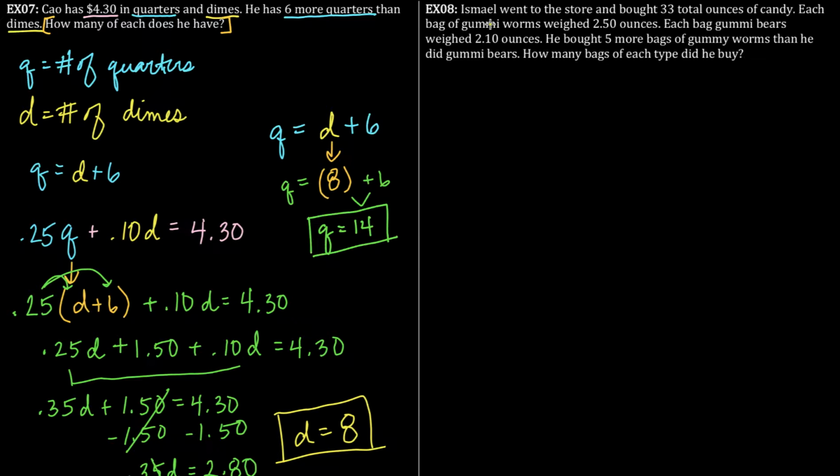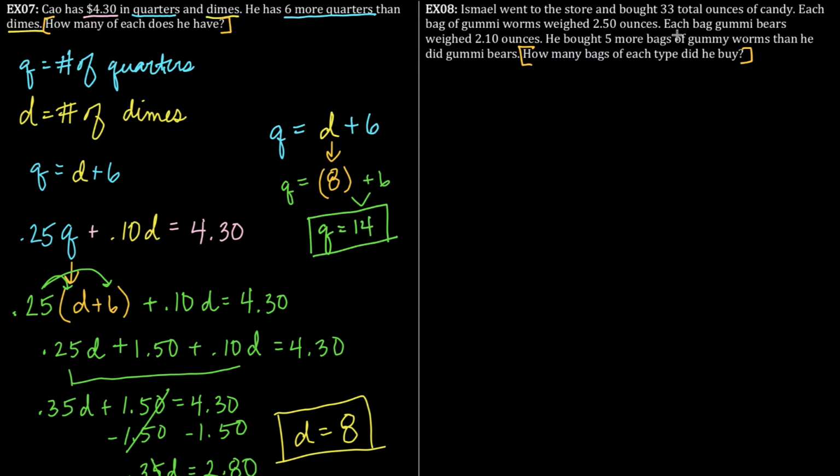Okay, next one. So Ismail went to the store and bought 33 total ounces of candy. Each bag of gummy worms weighed 2.5 ounces. Each bag of gummy bears weighed 2.1 ounces. He bought 5 more bags of gummy worms than he did gummy bears. How many of each type?